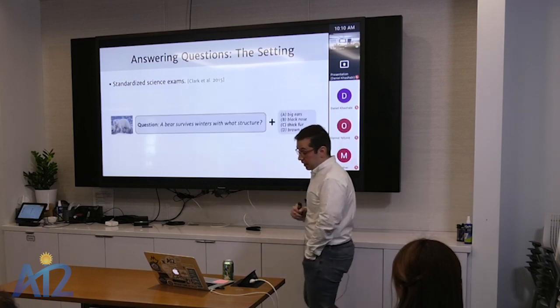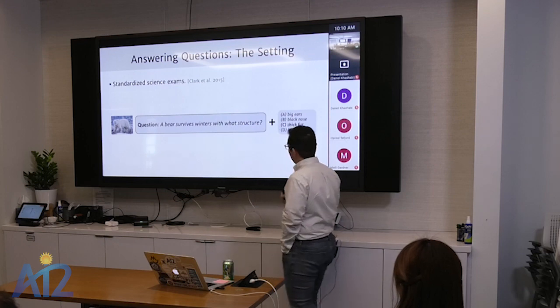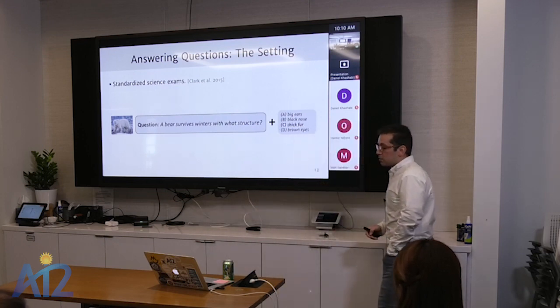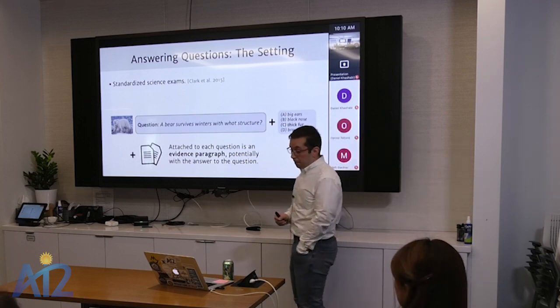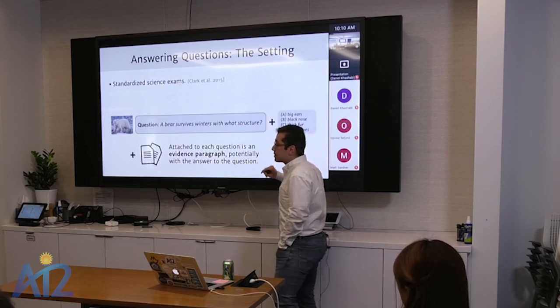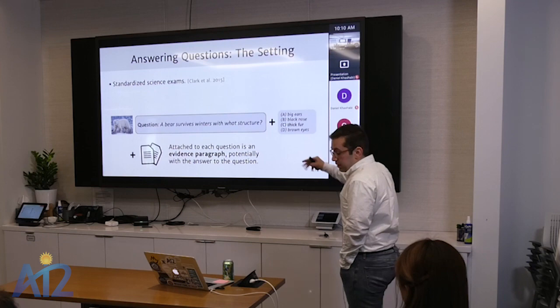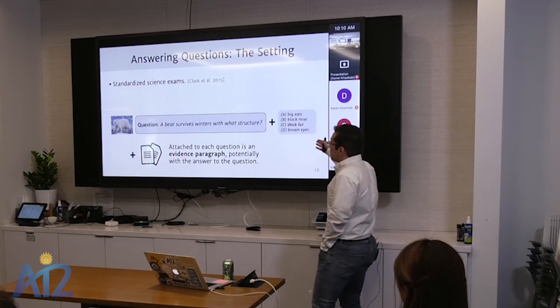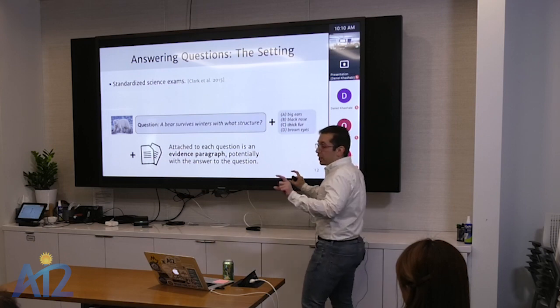Here's an example. A bear survives winters with what structure? In addition to this, we have a bunch of candidates. And we are also given a paragraph. It's unseen, but there is a paragraph that potentially gives us some hints about the answer to this question. And these questions are written by humans, and they're targeted for humans too. They're targeted for kids. And the language is very simple.